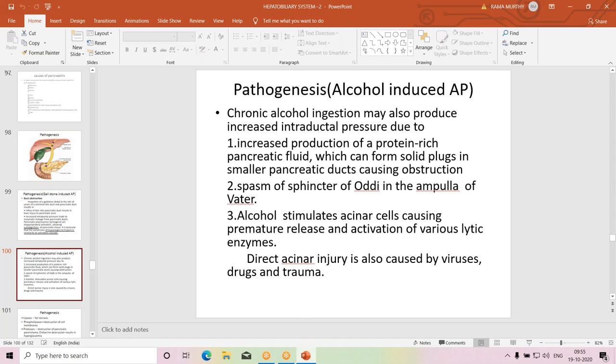Another mechanism is the spasm of the sphincter of Oddi in the ampulla of Vater, which also raises the pressure within the pancreatic duct system, activating the enzymes. Obstruction itself activates enzymes, and pressure pushes the activated enzymes into the interstitium of the pancreas, causing digestion or destruction of the pancreas and peripancreatic tissues. And the third mechanism is that alcohol stimulates acinar cells, causing premature release and activation of various lytic enzymes. Direct acinar injury is also caused, apart from alcohol, by other agents like viruses, drugs, and trauma, leading to premature release and activation of these lytic enzymes.